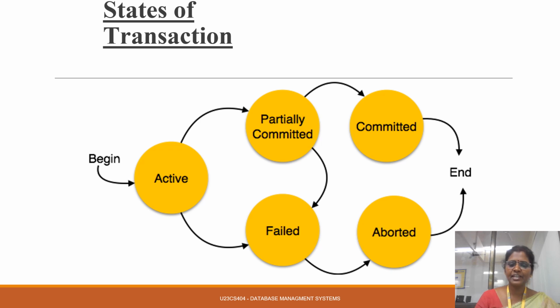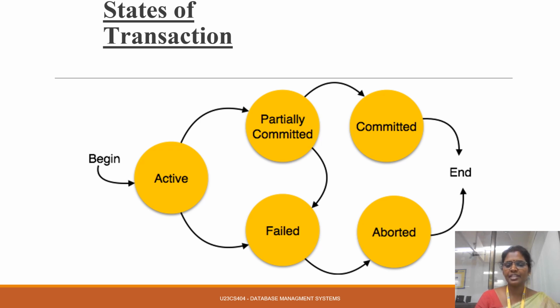If there is any failure during the initial state itself or in the partially committed state, it goes to failed state. For example, if there is any IO error, memory device error, or any other errors, it goes to failed state. Once all operations are completed, the transaction will be in committed state. In this state only, all the changes made in the database will be stored permanently.